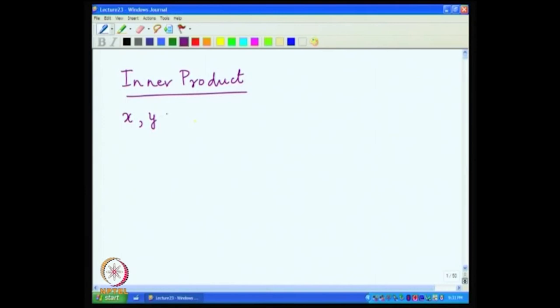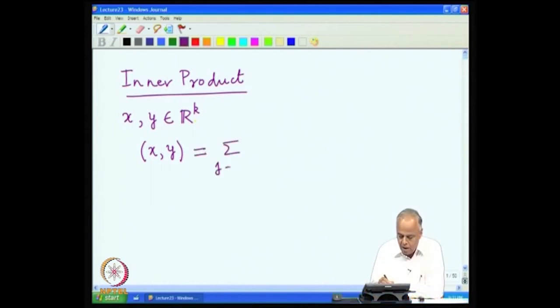In the last lecture, we introduced the notion of an inner product, and we are looking at the geometry induced by this notion of inner product. How did we define the inner product? Suppose x and y are two vectors in R^K, we defined and denoted the inner product by x comma y. And we defined it to be the sum of the product of the components, which is just the generalization of the notion of the dot product we had when we were dealing with vector calculus in 2 and 3 dimensions.